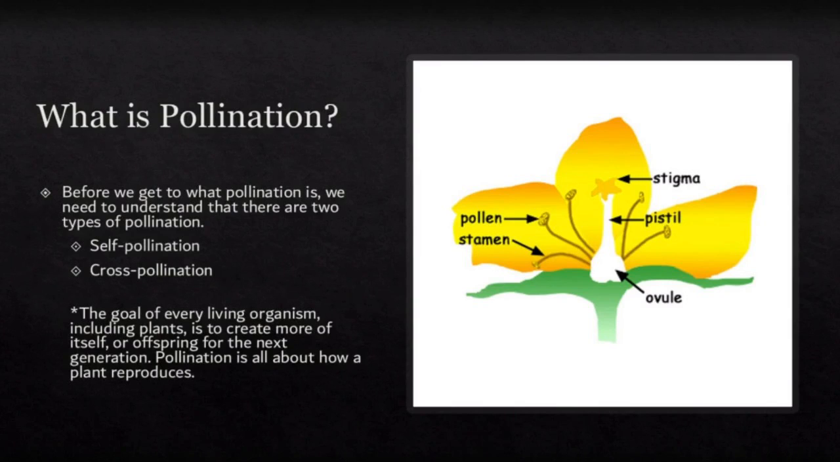Now cross-pollination. Cross-pollination is when outside factors like wind or bees carry pollen from one flower to another. You might be thinking, why do bees carry pollen? How is that possible?